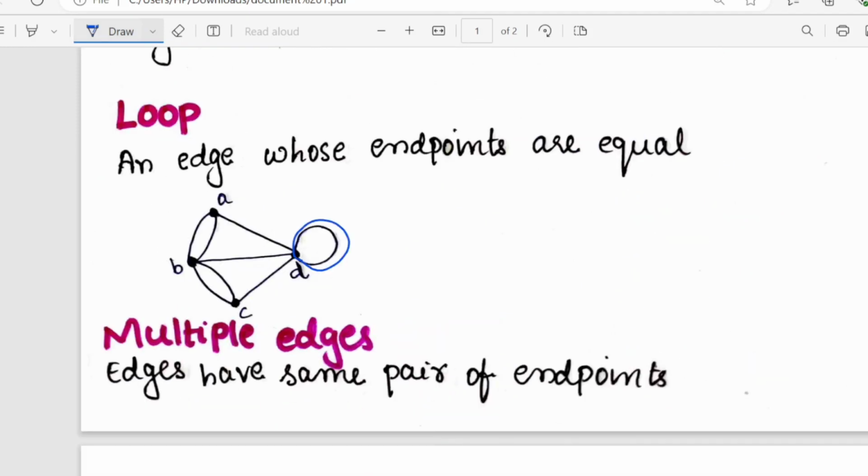What is a loop? An edge whose endpoints are equal. This edge is a loop and the endpoint is D.